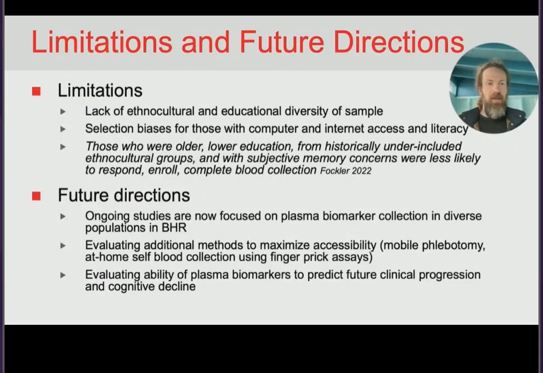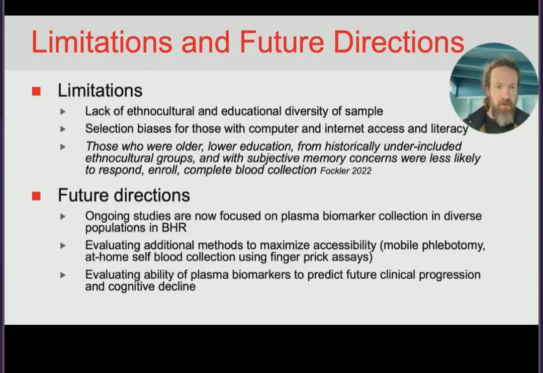All right, so it's an exciting finding. It does have some limitations. Let's talk about that for a sec, and then let's talk about where we're going to go. So the limitations, the sample lacks ethnocultural and educational diversity. There were selection biases for those with computer and internet access and literacy. And to note, in our feasibility paper, we found that those who were older with lower education from historically included ethnocultural groups and with subjective memory concerns were all less likely to respond, to enroll, and to complete blood collection.